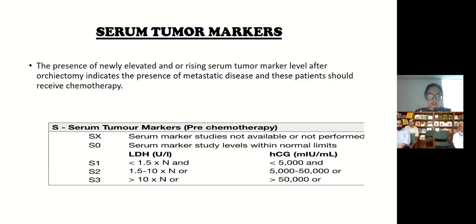According to the guidelines, serum tumor markers for pre-chemotherapy staging: SX is when serum marker studies are not available or not performed. S0 is serum marker studies within normal limits. S1 is less than 1.5 times normal, and HCG less than 5,000. S2 is 1.5 to 10 times the normal range, and HCG 5,000 to 50,000. S3 is more than 10 times the normal range for LDH, or HCG more than 50,000.